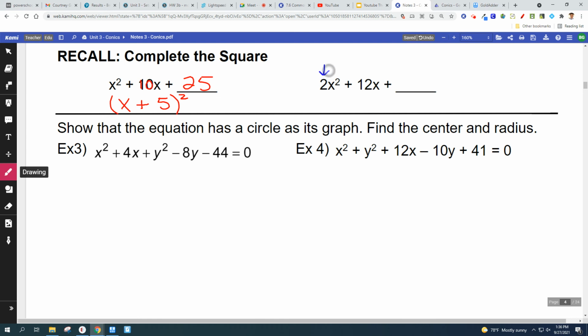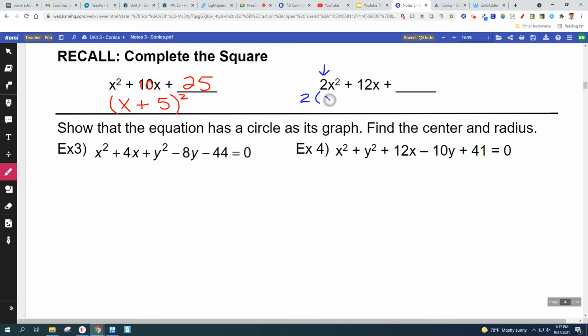Anytime you've got a number in the front like this, it's going to make it a lot harder. It's more complicated because you can't just take half of 12 as 6 and square it as 36. That's not how it works. You've got to do something with that 2 first. And so what I'm going to do is kind of treat it like a GCF. Factor that 2 out of the problem.